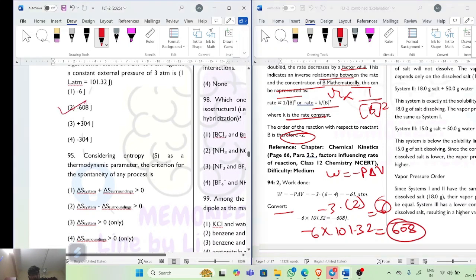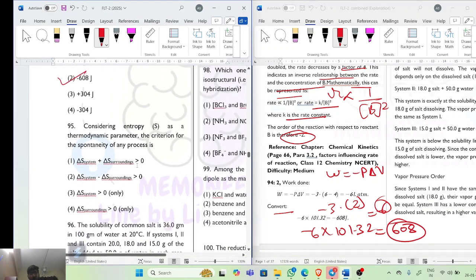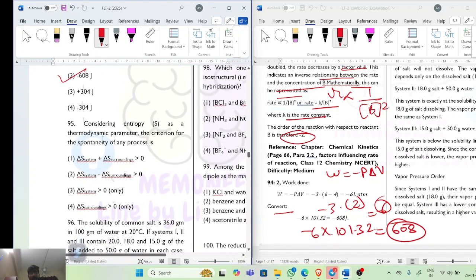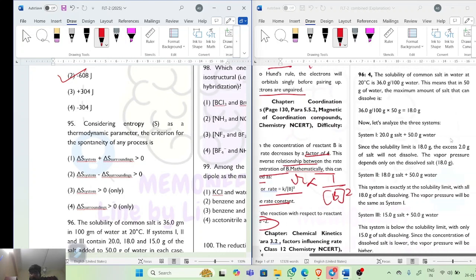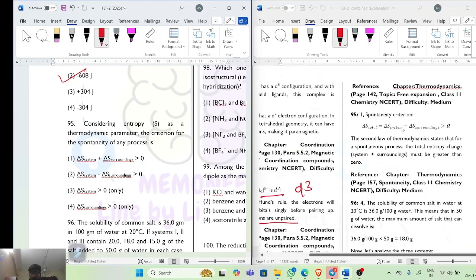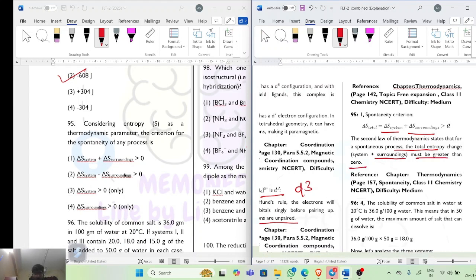Now comes question number 95. Considering entropy as a thermodynamic parameter, the criteria for the spontaneity of any process is... So delta S total can be represented as delta S of system plus delta S of surrounding, which is greater than 0. The second law of thermodynamics states that for a spontaneous process, the total entropy change, system plus surrounding, must be greater than 0. So option number 1 is our correct answer.